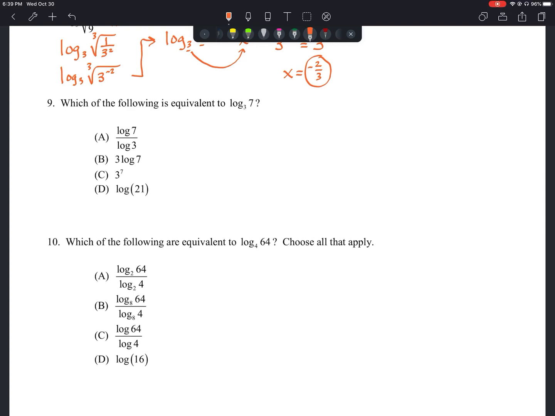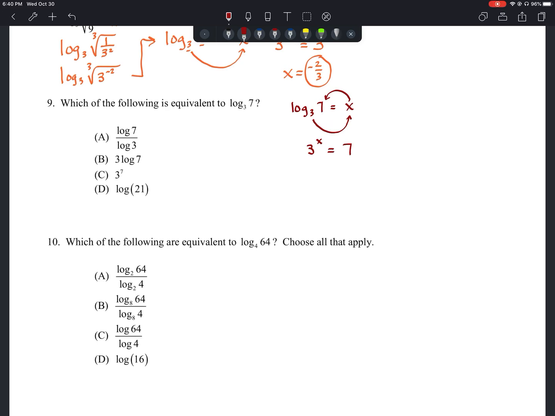Remember, there are several ways that we could look at these. So log base 3 of 7, if I wanted to take this back to its exponential form, I could say that this is 3 to the power of x equals 7. And we talked about the ability to change the base, we use the change of base formula.